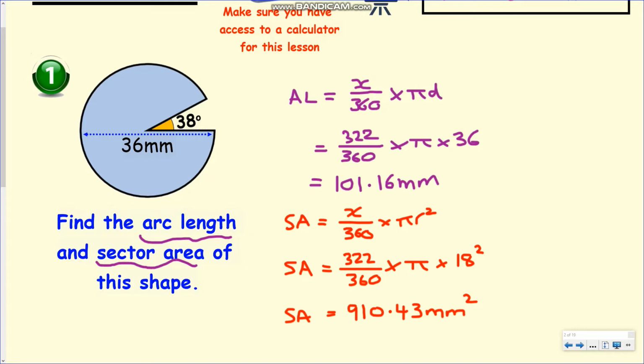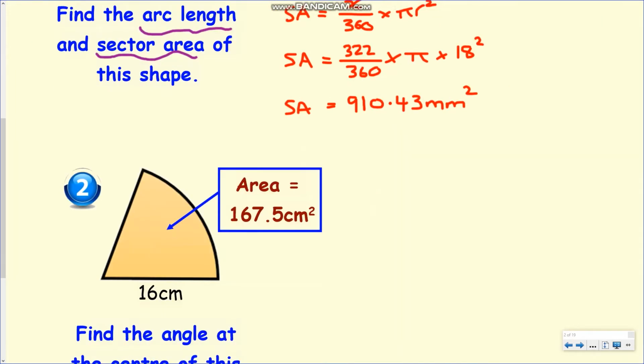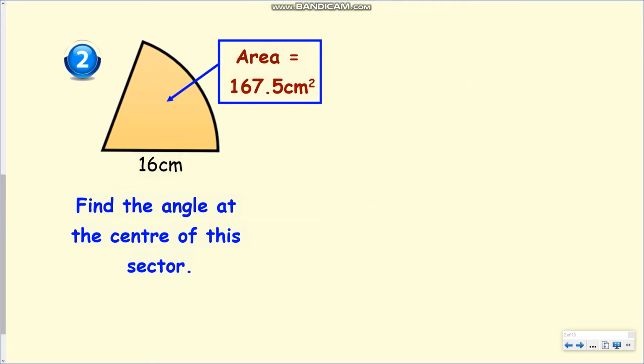Okay, if you need any time with this to mark your work, then make sure you press the pause button here, but I'm going to scroll down the page to do the next question. Okay, in this question we were given the radius length, we were given the area of the sector. What we were looking to find is the angle at the center here, x.